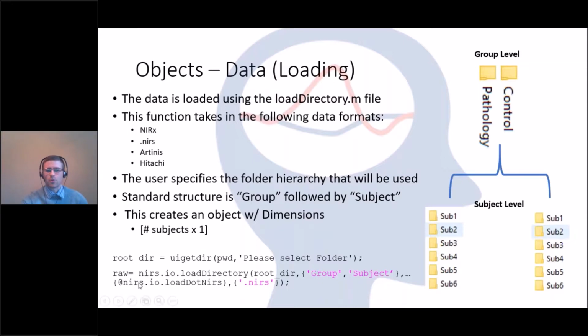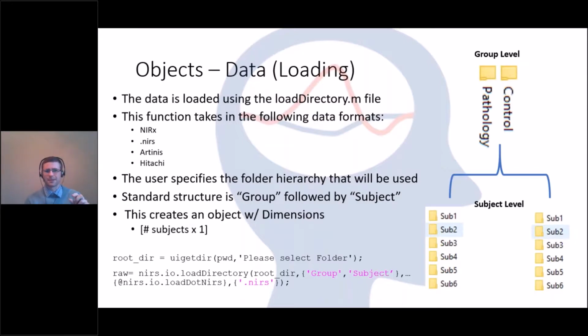After that, it's going to ask what function you are actually using to call. You don't actually have to list this. If you leave it blank and you don't select what kind of load function you have, it will look for all 4 of the functions listed here: NIRx, .NIRS, Artenis, and Hitachi. If you have one of them, it will load that one. The problem, though, is if you have 2 of them, it will load both of them separately.